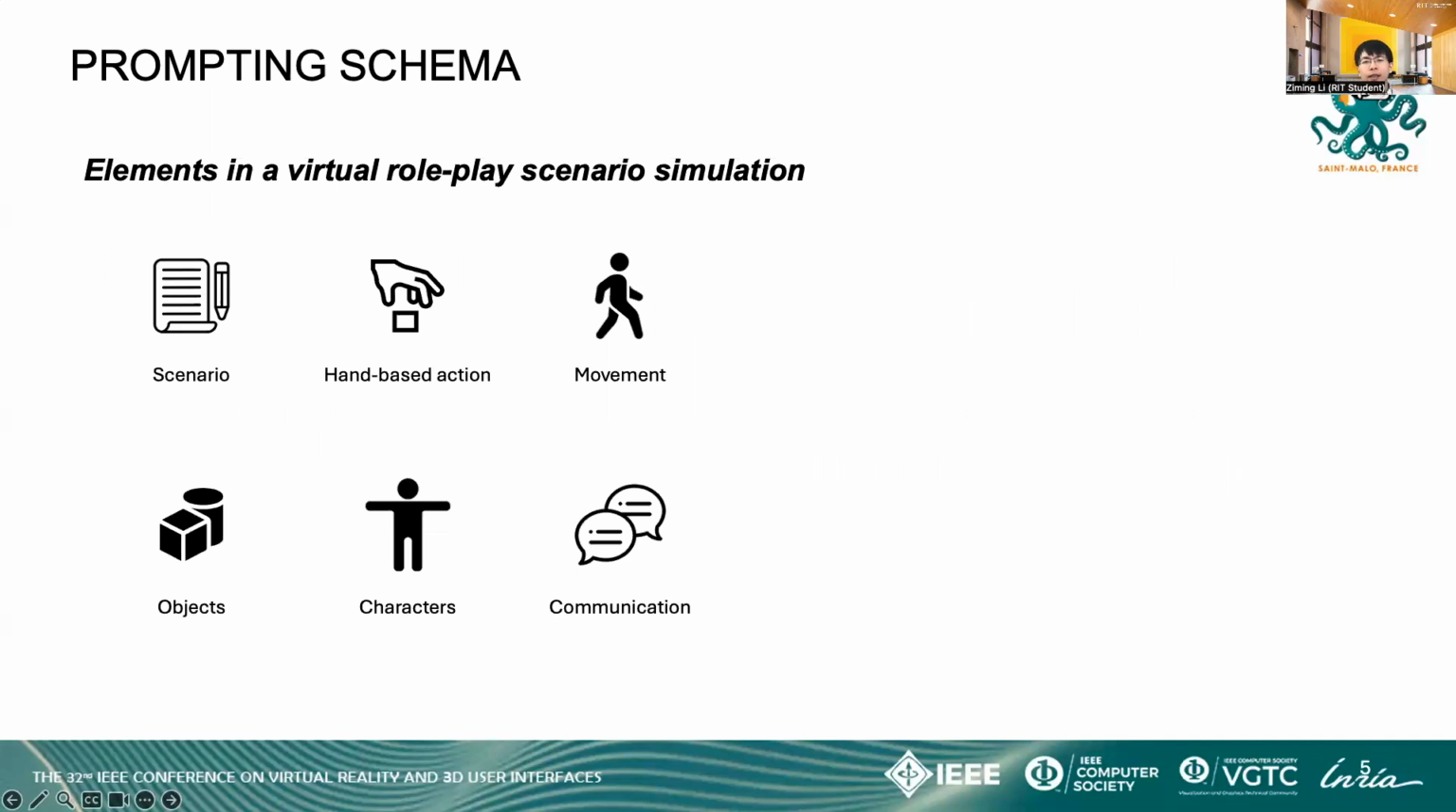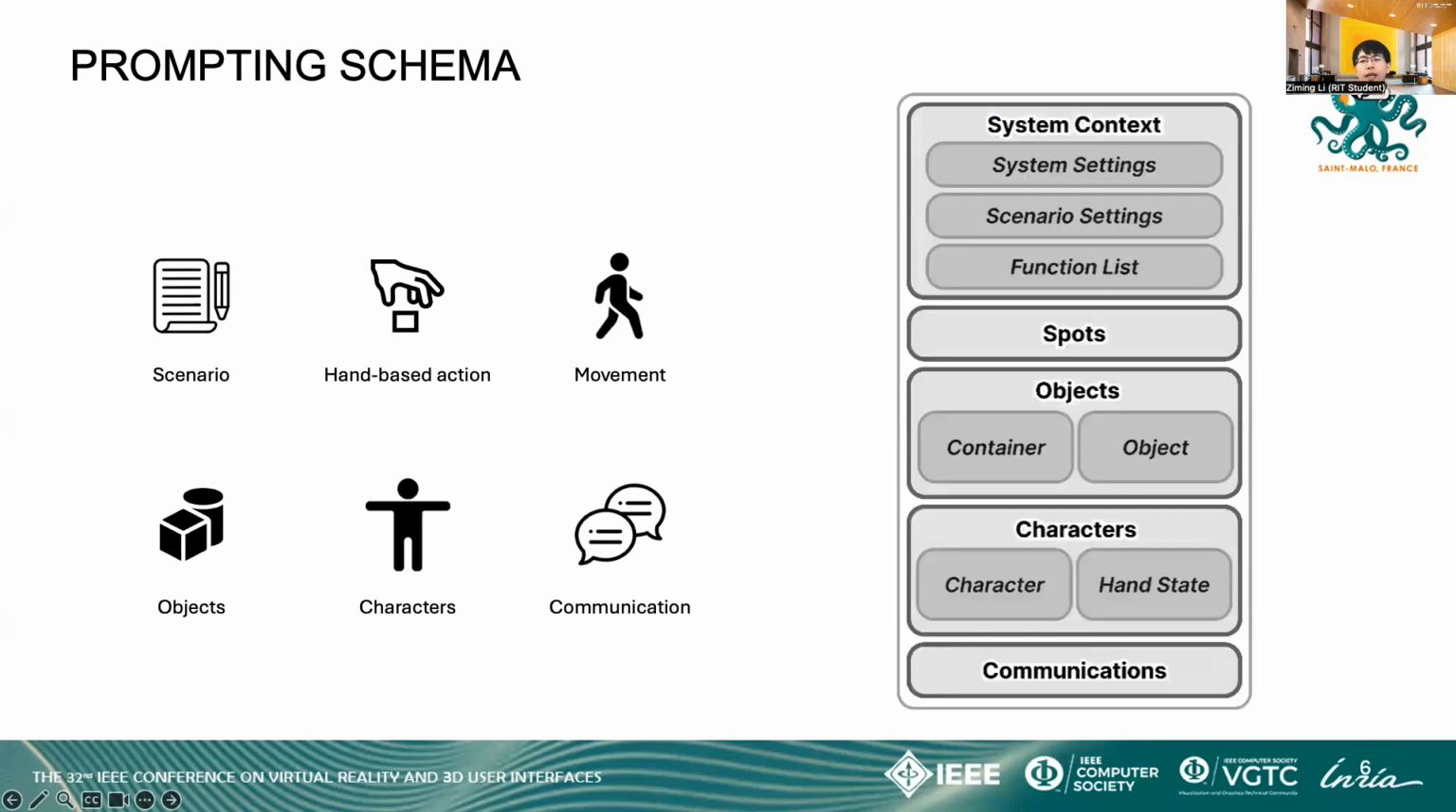We identify 6 key components in VR scenarios based on previous setup in role-play scenario simulations. Adding interactions such as hand-based actions and movements, and interaction contexts such as objects and characters. To convey these key elements, we define a schema with 5 main components, including system context, spots, objects, characters, and communication. These components provide the necessary contextual information for role-play scenario in the VR environment.